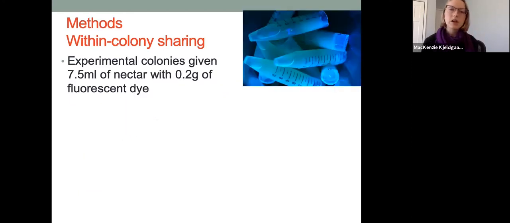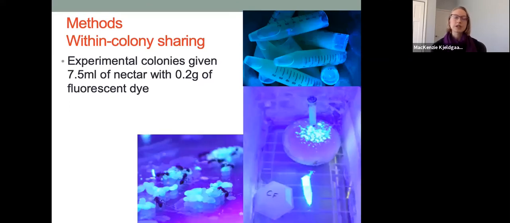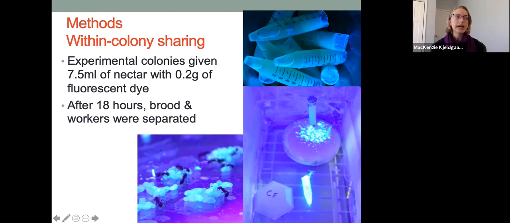Next, experimental colonies were given nectar mixed with fluorescent dye. You can see an example of what that looked like here. What's great with the fluorescent dye is that we can use a black light to see the movement of that dye. So you can see which larvae have been fed the fluorescent dye and which have not been fed that dye. And after 18 hours, brood and workers were separated and counted.